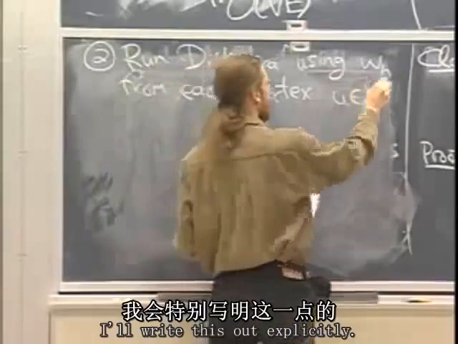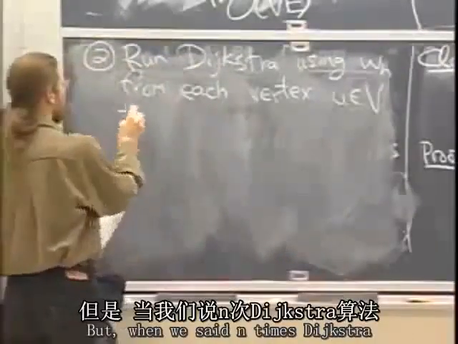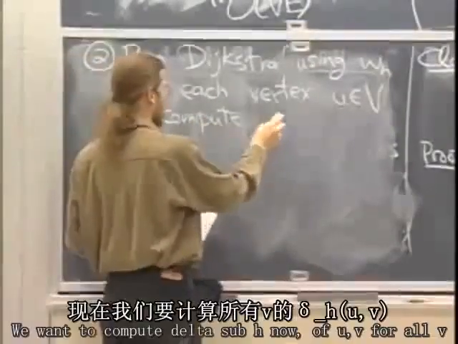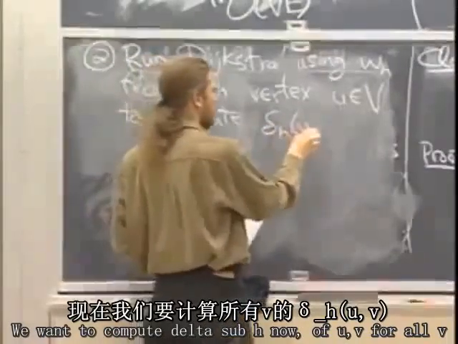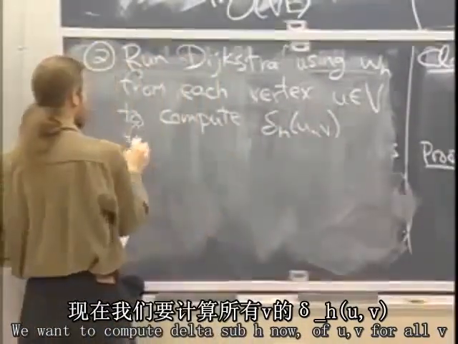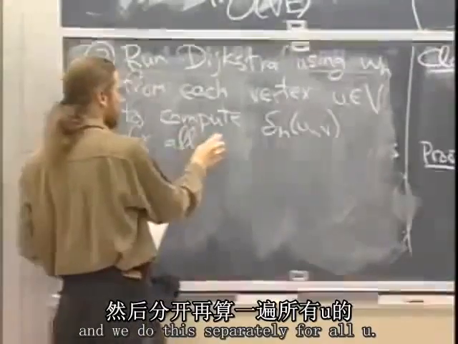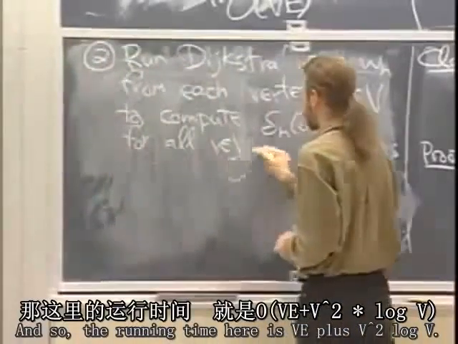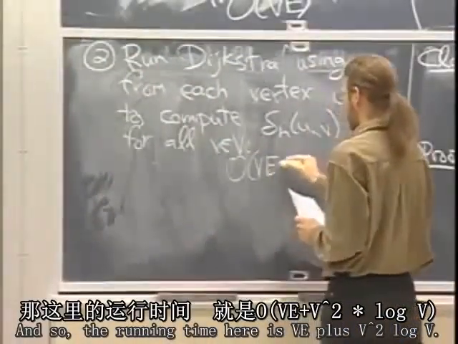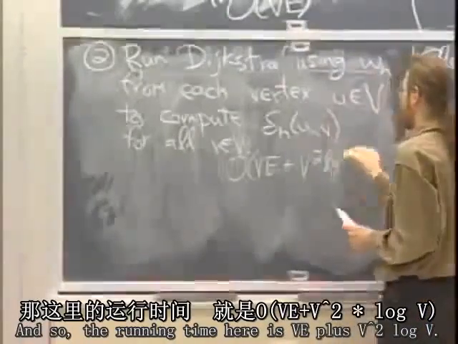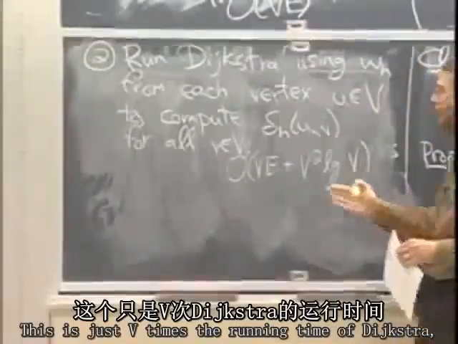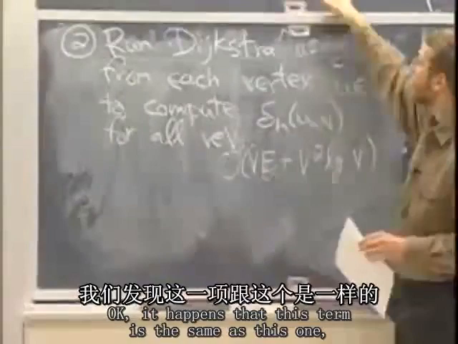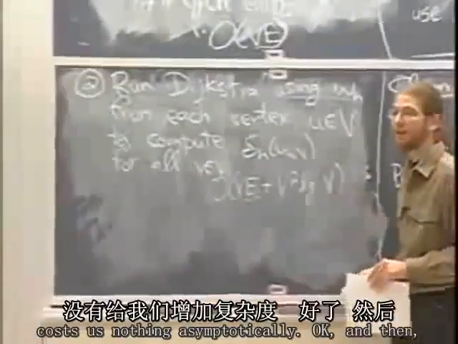So write this out explicitly. We've had this in our mind several times, but when we said n times Dijkstra or n times BFS, here it is. We want to compute delta sub h of uv for all v, and we do this separately for all u. And so the running time here is VE plus V squared log V. This is just V times the running time of Dijkstra, which is E plus V log V. Okay, it happens that this term is the same as this one, which is nice because that means step 1 costs us nothing asymptotically.